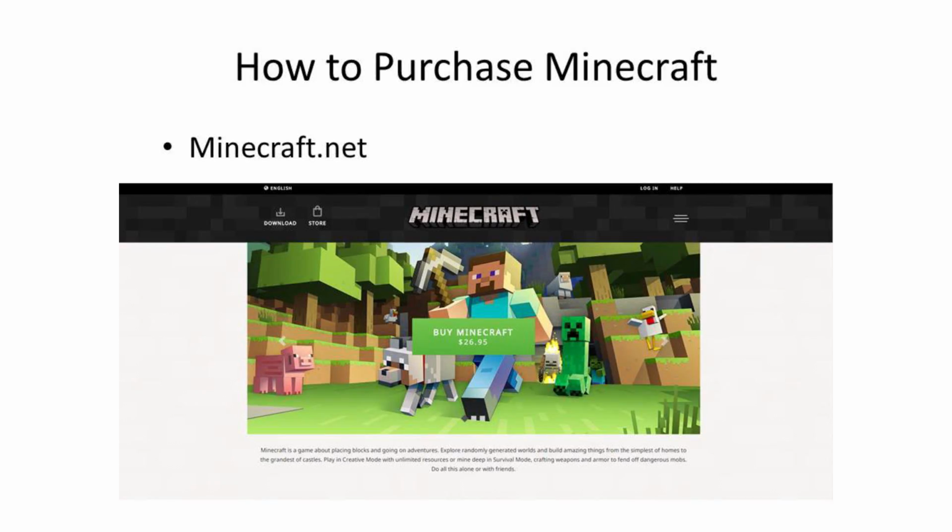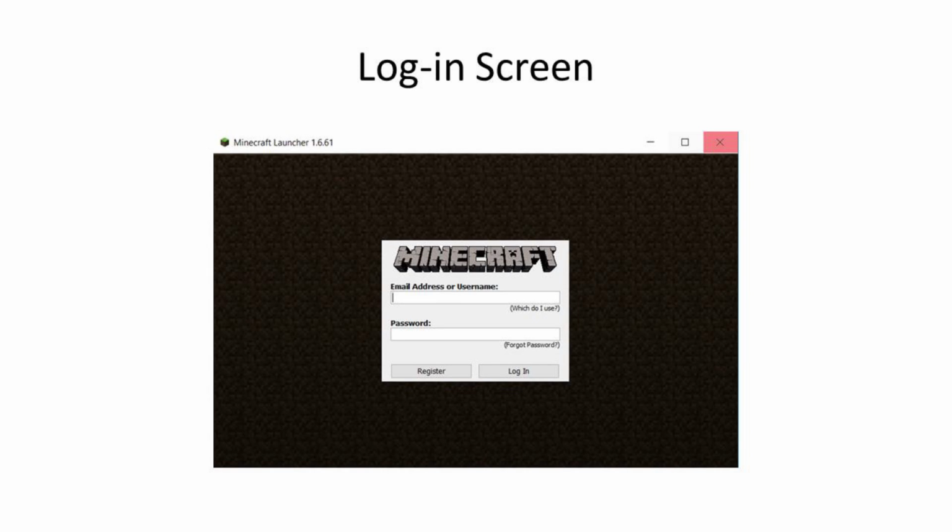Now that you've got a little taste of what you're going to see in Minecraft, we're going to talk a little bit more about how to purchase Minecraft and how to run Minecraft once you have it downloaded. You're going to go to Minecraft.net, which is where you're going to purchase Minecraft and download it, and you're going to set up an account with your username and password. Once you have Minecraft installed, you're going to open up the application, and it's going to take you to this screen. You're going to enter in your username or your email and your password, and you're going to log in, and that will allow you to start the game.